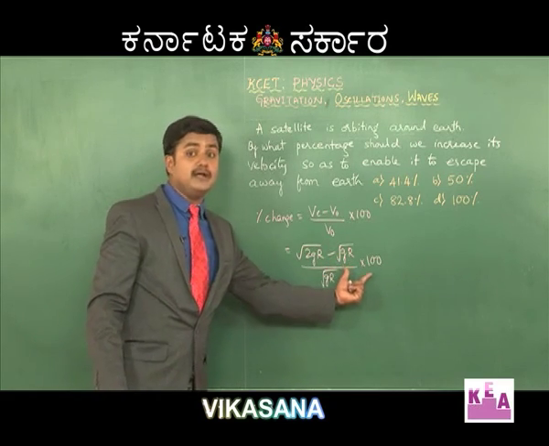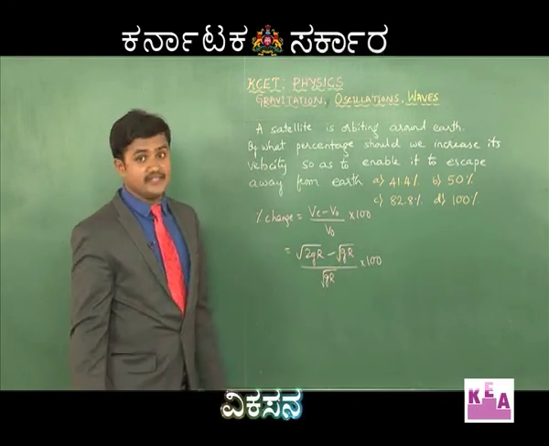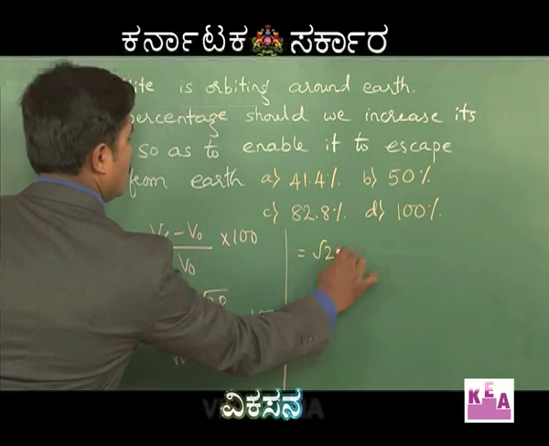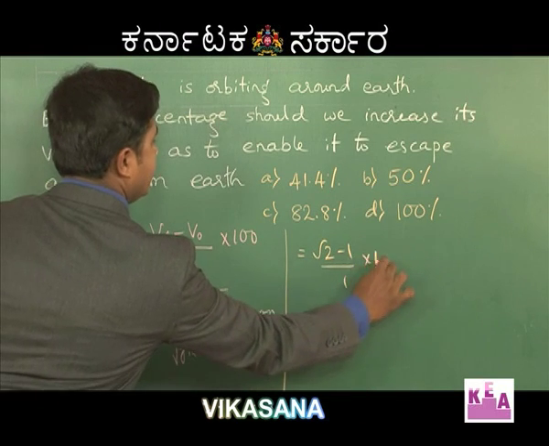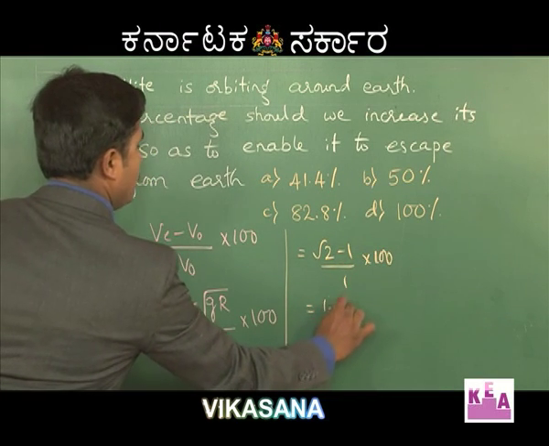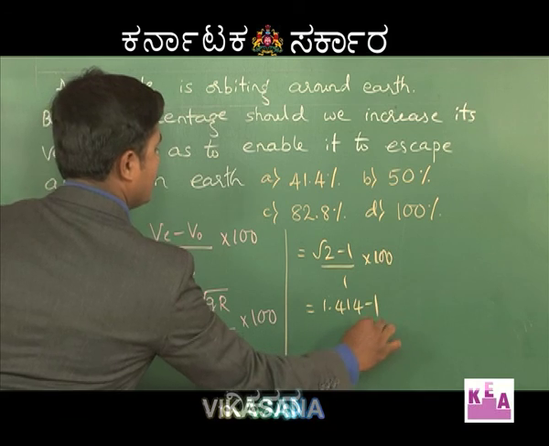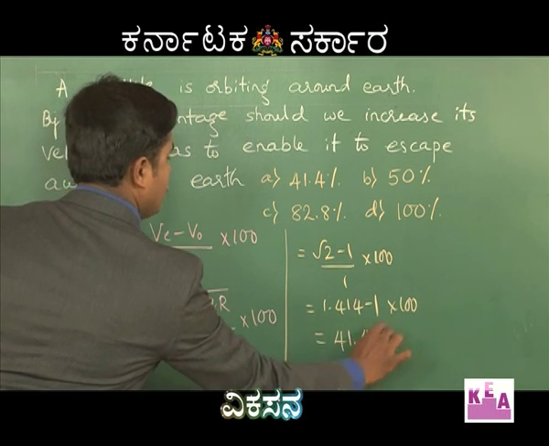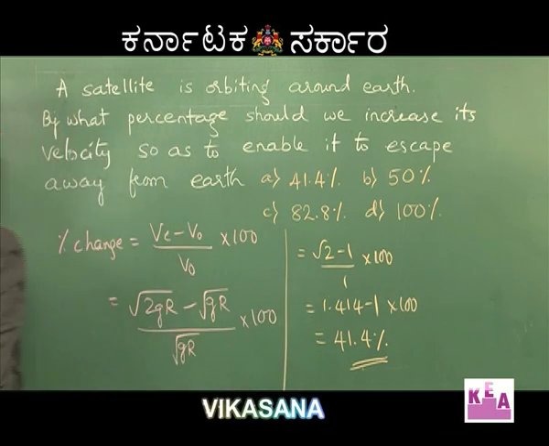When multiplied by 100, the value will be in percentage. So, this is root 2 minus 1 by 1 into 100. This is 1.414 minus 1 into 100. This is 41.4%. Option A is the correct answer.